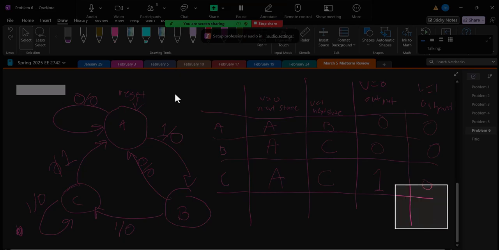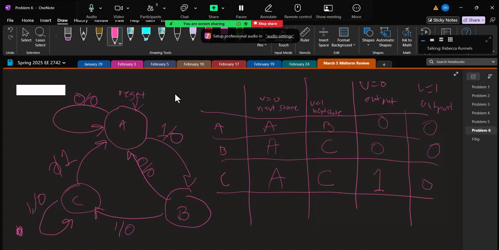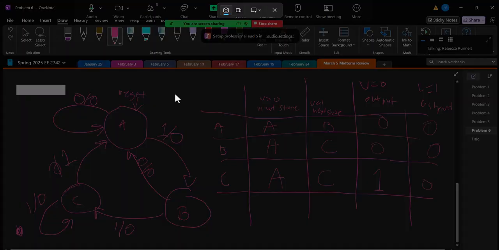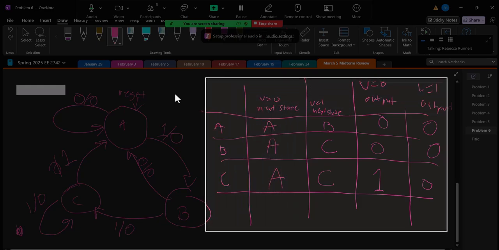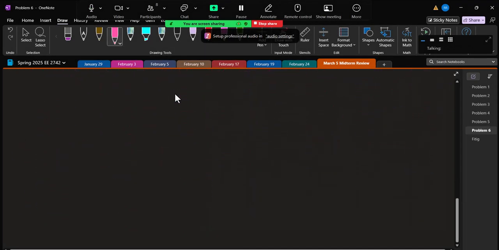Okay, now the directions say to use a minimum number of flip-flops. So what's the minimum number of flip-flops that we can use? 2.